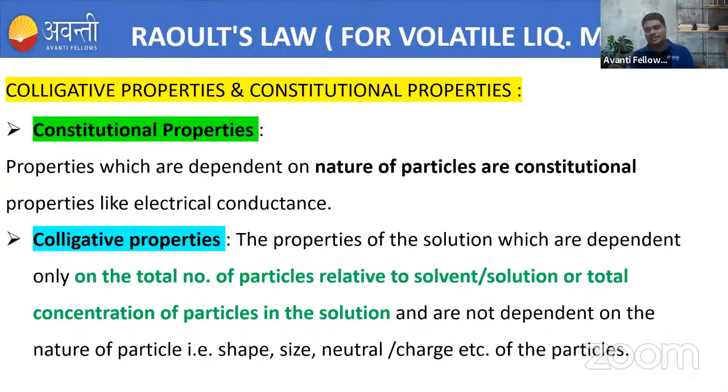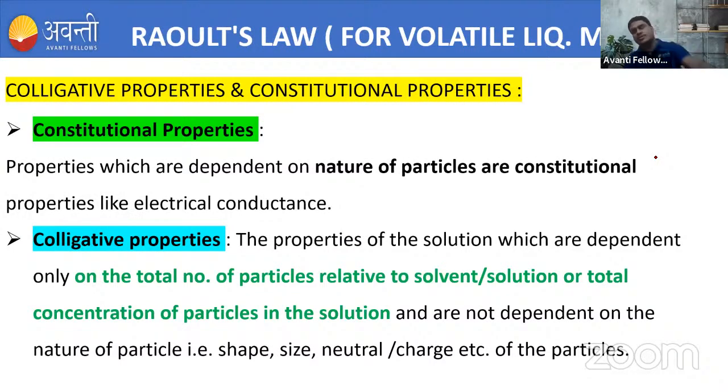Similarly, what are colligative properties? This one is very important. Learn this, right? The properties of the solution which depend only on, remember this point, only on the total number of particles relative to the solvent, or we can say the total concentration of particles in the solution, and not on the nature of the particle, that is shape, size, or charge. These are called colligative properties.